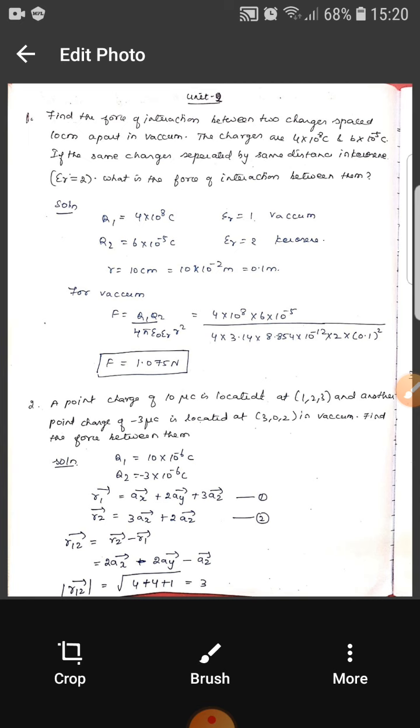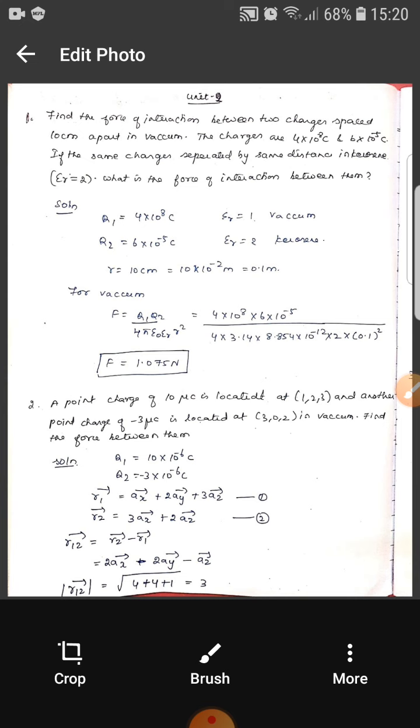And next step, we have to write R1 vector and R2 vector. So R1 vector and R2 vector are written by using the points 1, 2, 3 and the second point 3, 0, 2. So R1 vector is equal to Ax plus 2Ay plus 3Az. And next R2 is equal to 3Ax plus 2Az. Why? Because y term is equal to 0. And next, the distance between those 2 points is found.